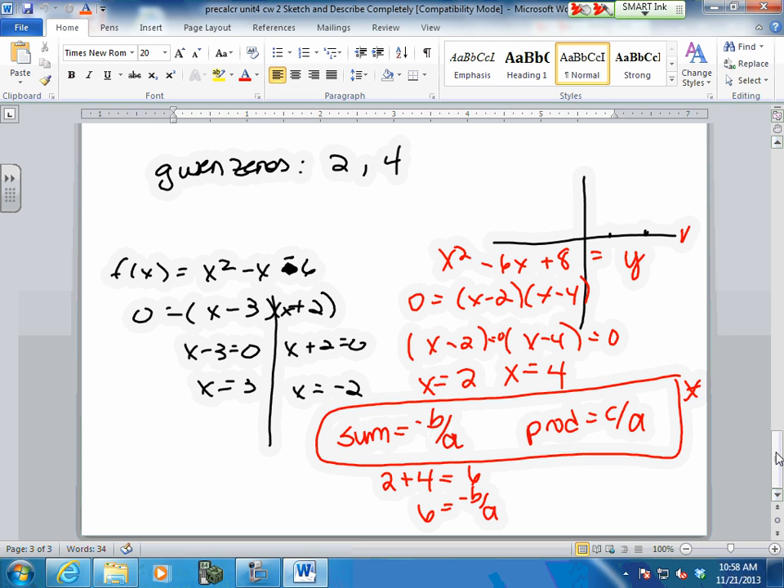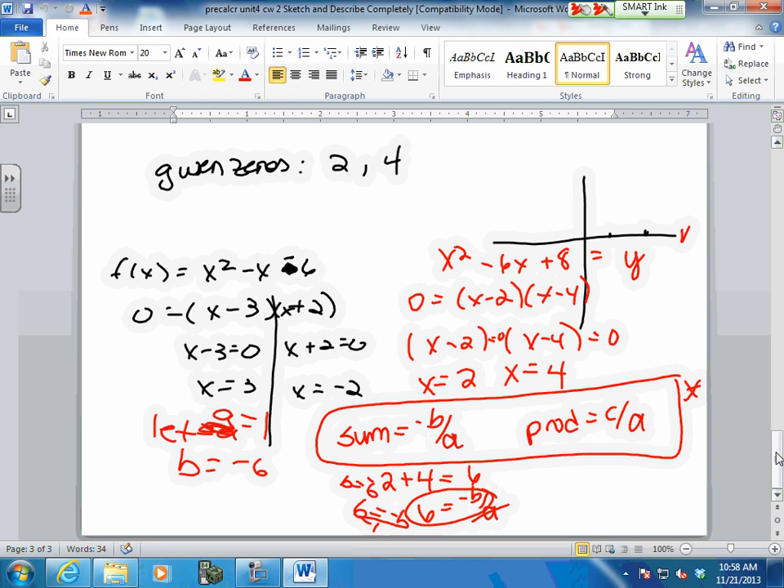Now, we have 2 variables in one equation. We can't do that. So we say, all right, let's let a equal 1. So let's take this out and go like this. So 6 is equal to negative b. Therefore, what is b equal to? Negative 6. Right? Don't I have to divide by negative 1?